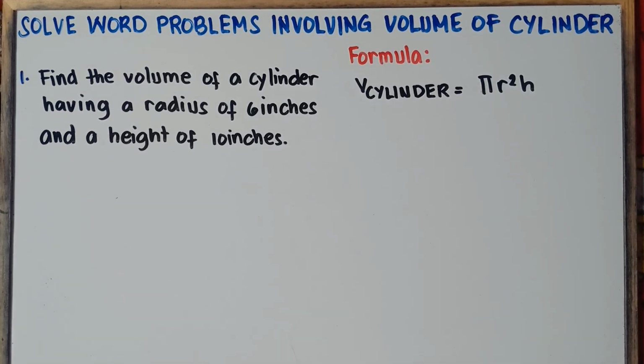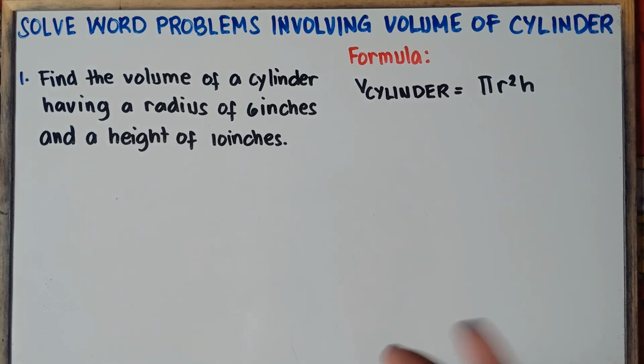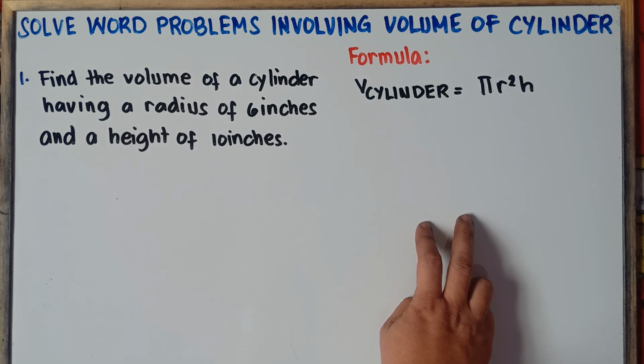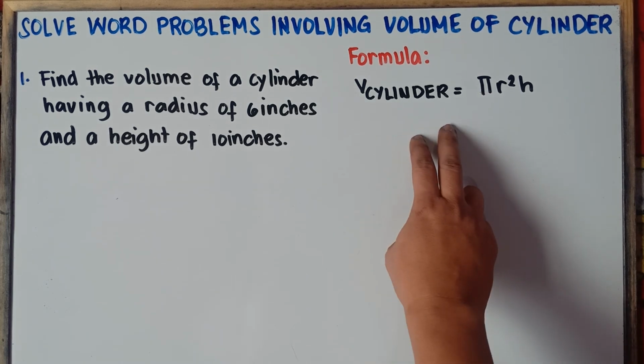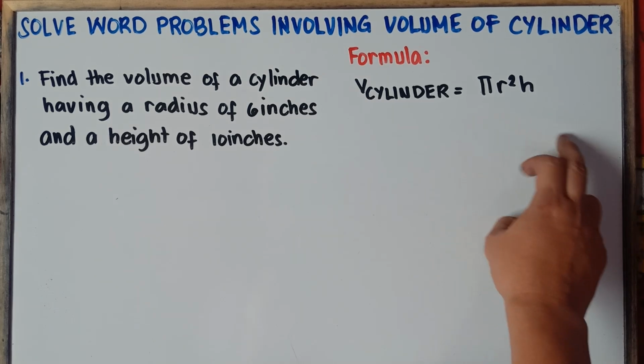Our topic for today's class is all about solving word problems involving the volume of a cylinder. So without further ado, let's do this topic. Now this will be the formula, class, in finding the volume of a cylinder. Volume of a cylinder is equal to pi r squared height.